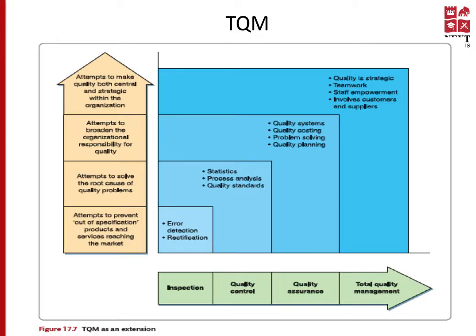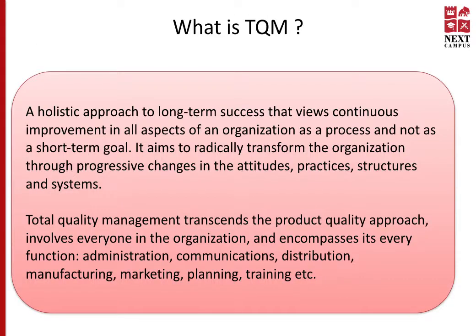Total quality management is generally a holistic approach to long-term success that views continuous improvement in all aspects of an organization as a process and not as a short-term goal. Quality becomes strategic to an organization when TQM is initiated. TQM aims to radically transform the organization through progressive changes in attitudes, practices, structures, and systems. So total quality management transcends the product quality approach. It is supposed to involve everyone in the organization and encompasses its every function: administration, communications, distribution, manufacturing, marketing, planning, training, etc.